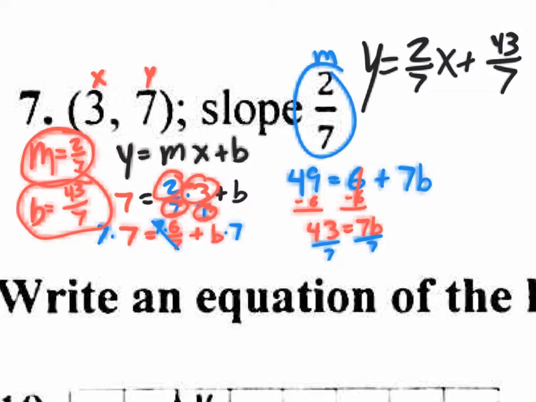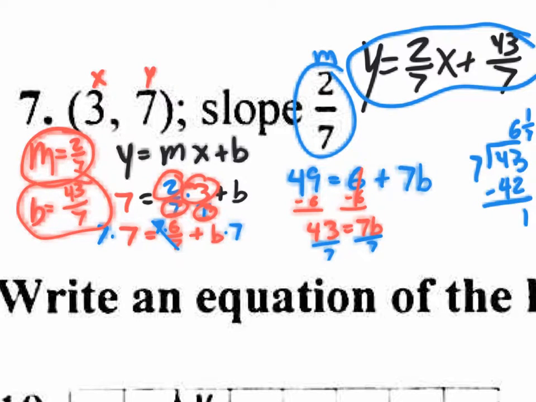So if you check the back of your worksheet, you'll see the mixed fraction. Instead of 43 over 7, they actually divided 43 by 7, and it goes in 6 times. That's 42. You have a remainder of 1. So they wrote it as a remainder over 7. They wrote it as 6 1/7. It's the same exact equation, though. That's your answer. Y equals 2/7 x plus 43 over 7, or y equals 2/7 x plus 6 1/7.